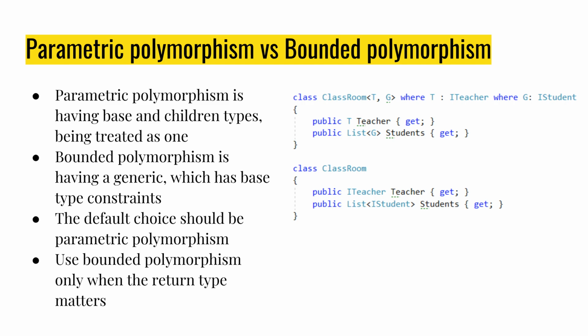You constrain your generic parameters. So the difference essentially comes down to when you want a return type, when you want something to be returned, and when you need to work with the return type specifically, explicitly as it is. If you don't, then use parametric polymorphism. If you do, use bounded polymorphism.